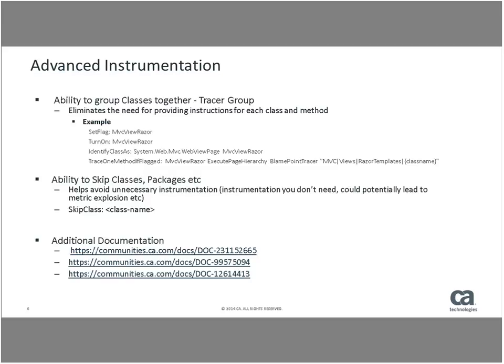So when you instrument that particular class and method, or all the methods of that class, all you need to do is reference it using that alias. In this example, instead of providing the class and method, because I have an alias, I'm using that alias. So this is the alias, and this is the helper directive trace one method.